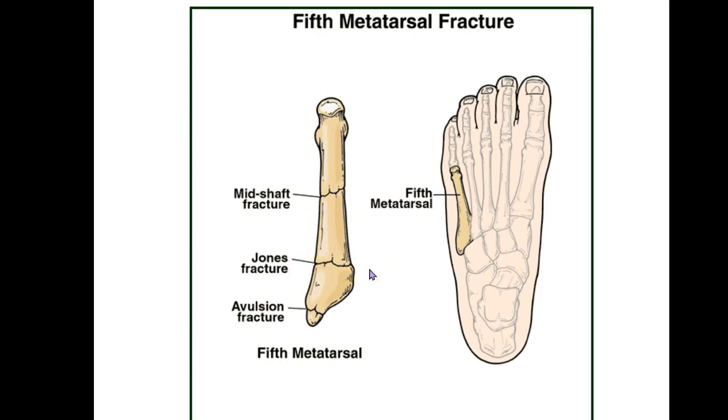Lastly, you can have an avulsion fracture of the tuberosity of the fifth metatarsal. And we've seen avulsion fractures before. Just remember, an avulsion fracture occurs when a fragment of bone is separated or pulled away by the attached tendon or ligament. Okay, so please remember, a Jones fracture is a fracture of the base of the fifth metatarsal.